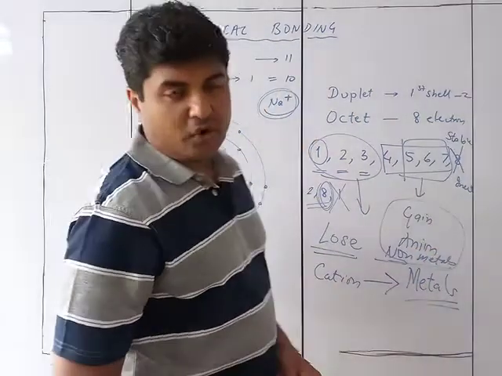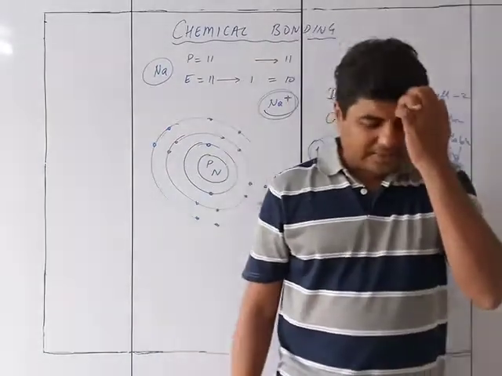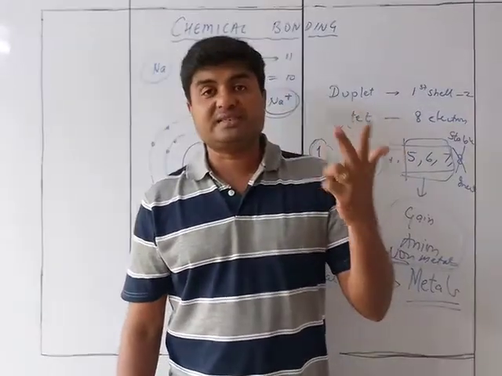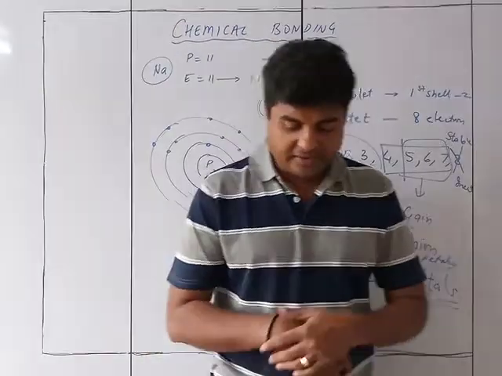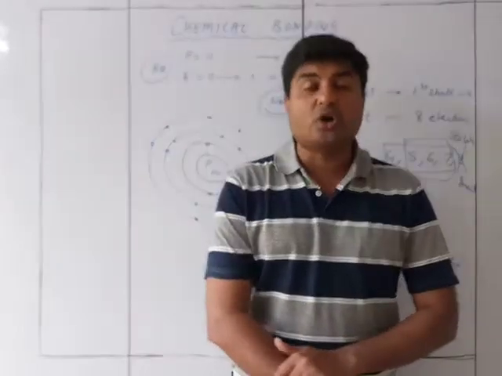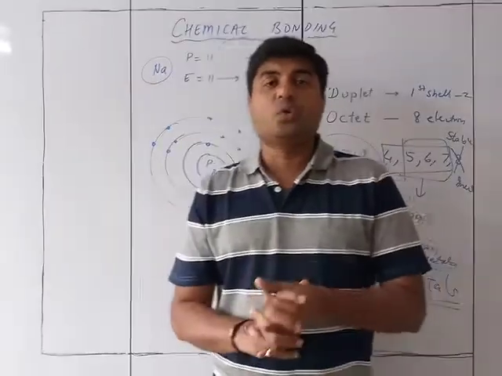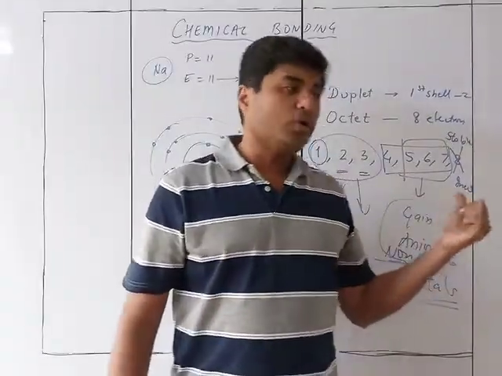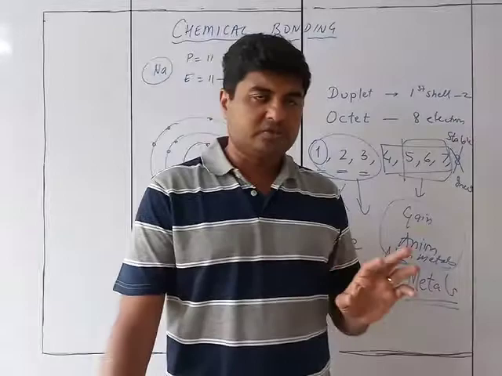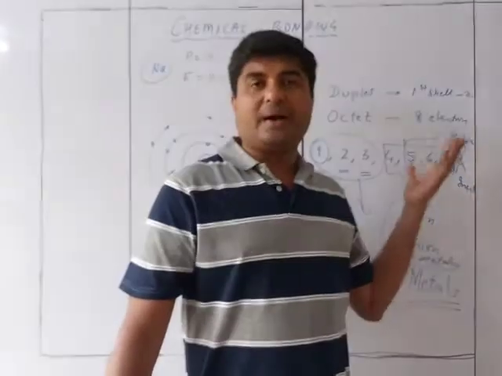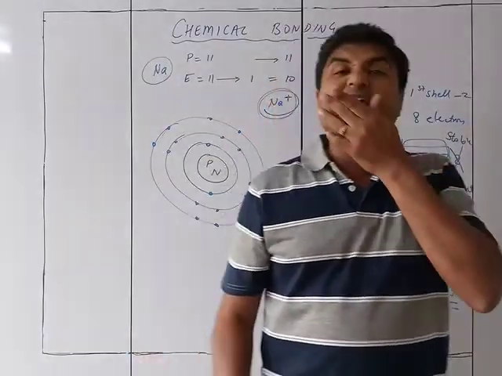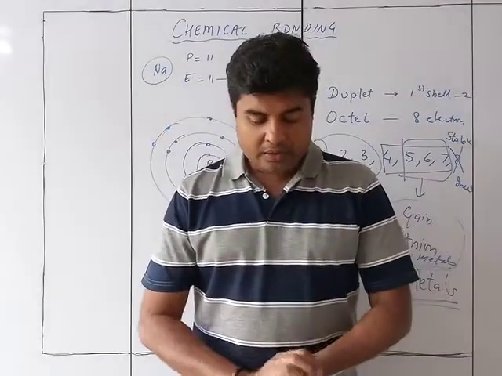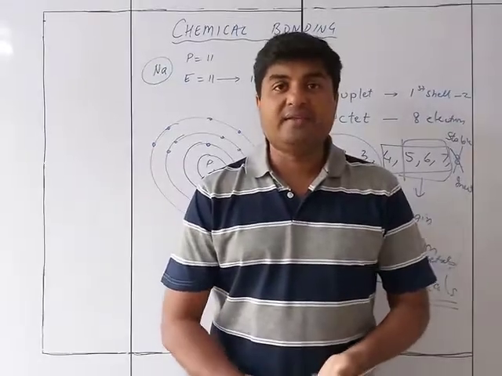So what are the non-metals? The non-metals are those elements having 4, 5, 6, 7 valence electrons in the outermost shell, and they are going to gain electrons. Normally they gain only 1, 2 or 3 electrons; gaining 4 electrons is not possible, but that is part of the non-metals. So they gain 1, 2 or 3 electrons and become anions, which are negatively charged particles.